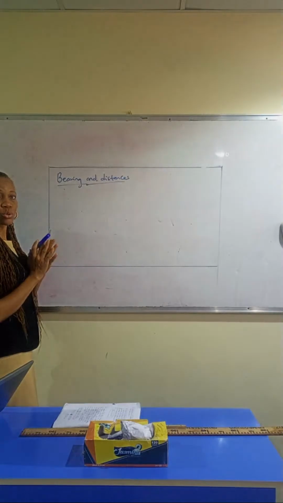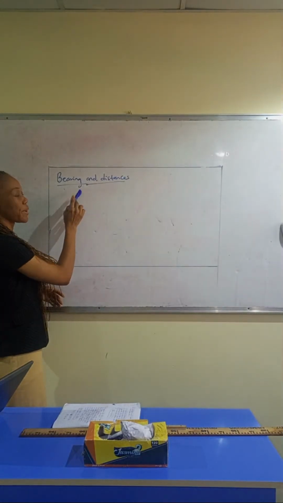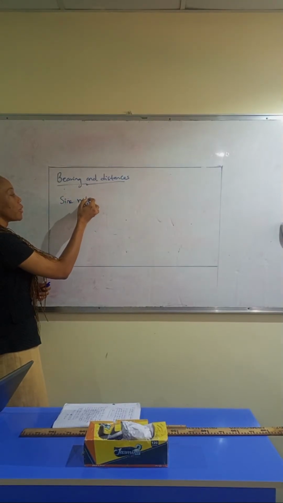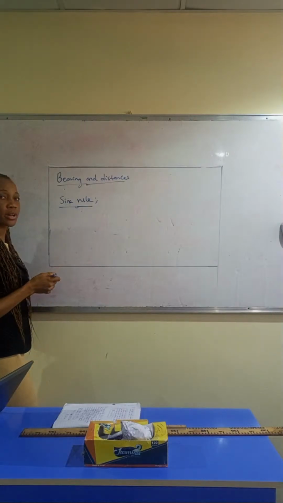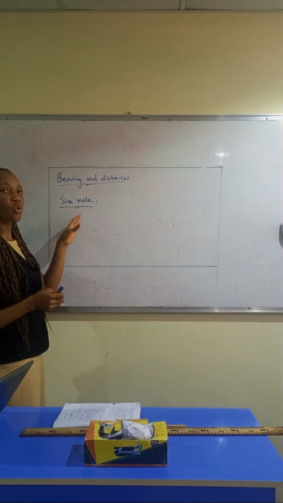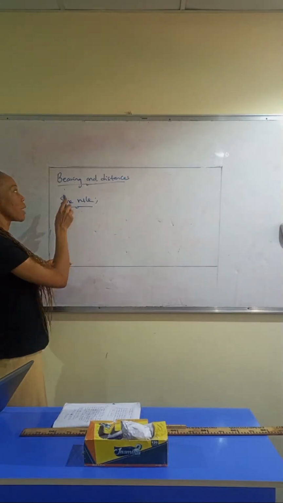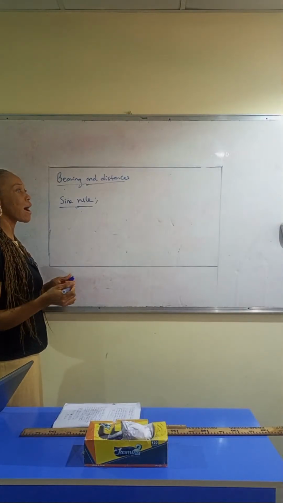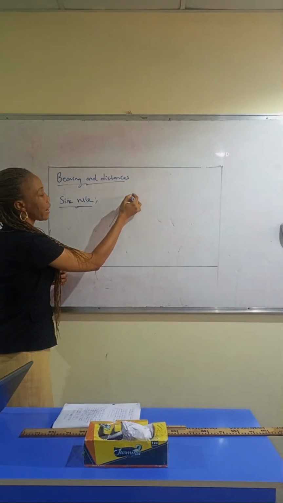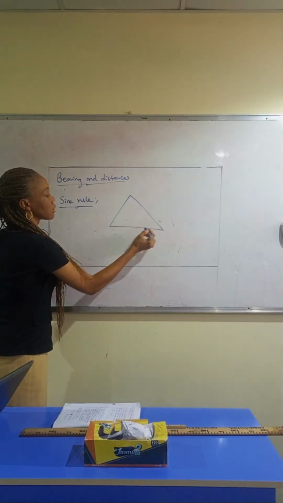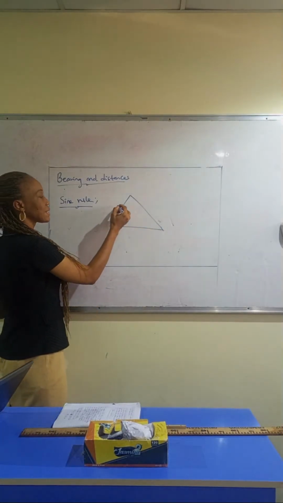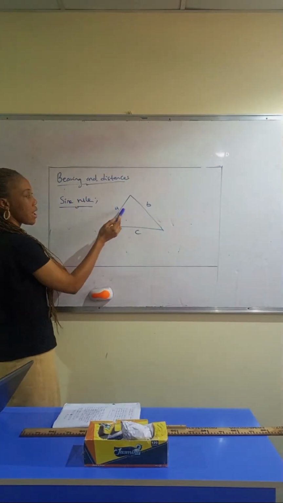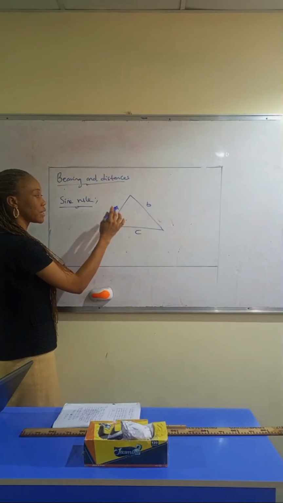There is something I want you to know when you are solving problems on bearing and distances, and that is sine rule. Sine rule, majorly, there is also cosine rule. Sine rule will help you solve problems on bearing and distances. Let's say if you have a triangle like this, just note that this A, B, and C, they are the sides of this triangle.